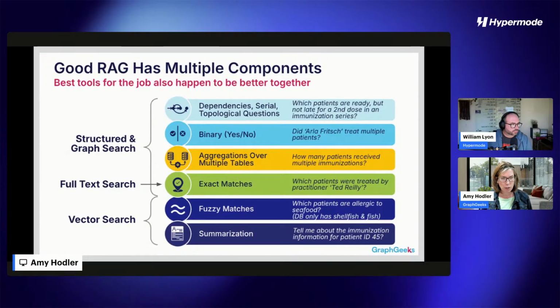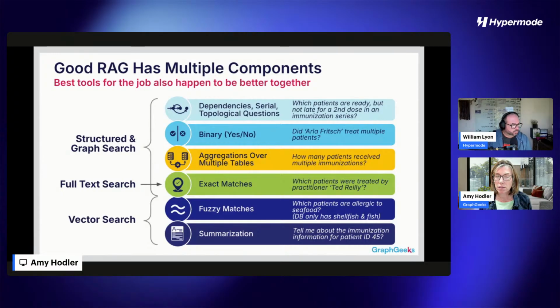They're really good at yes/no questions, like, is this doctor treating multiple patients? And they're also good at aggregating over multiple tables if you have to pull in data from several places. So that's, I guess, another reason why graph plus vector does even better together.